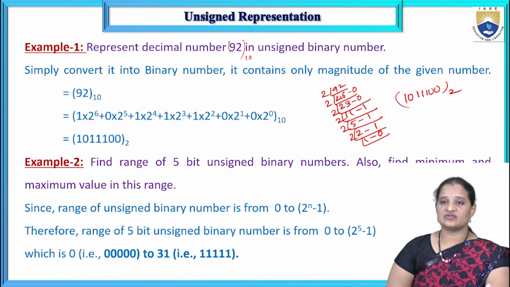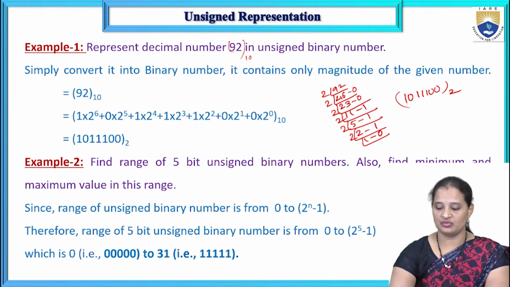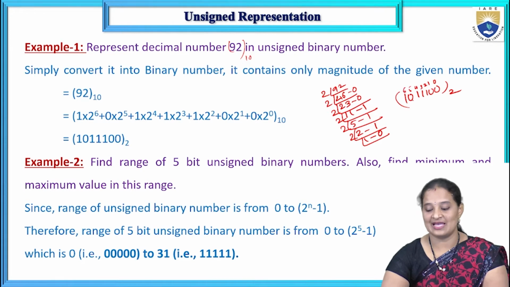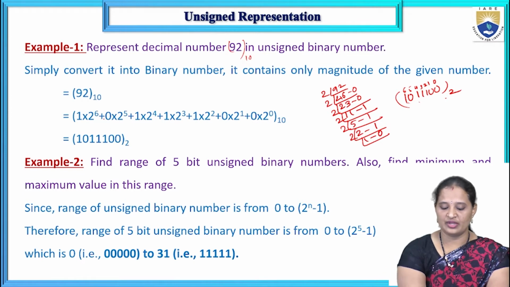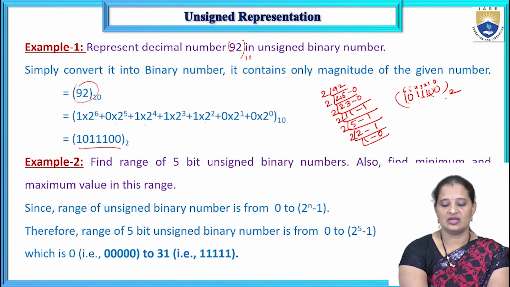Now let us verify whether the magnitude is the same or not. What is the position of each bit? 0 1 2 3 4 5 6. As the number of bits is 7, the positions will vary from 0 to n minus 1, that is 7 minus 1, which is 6. So now 1 into 2 power 6 plus 0 into 2 power 5 plus 1 into 2 power 4 plus 1 into 2 power 3 plus 1 into 2 power 2 plus 0 into 2 power 1 plus 0 into 2 power 0. Finally the magnitude you will get is 92.